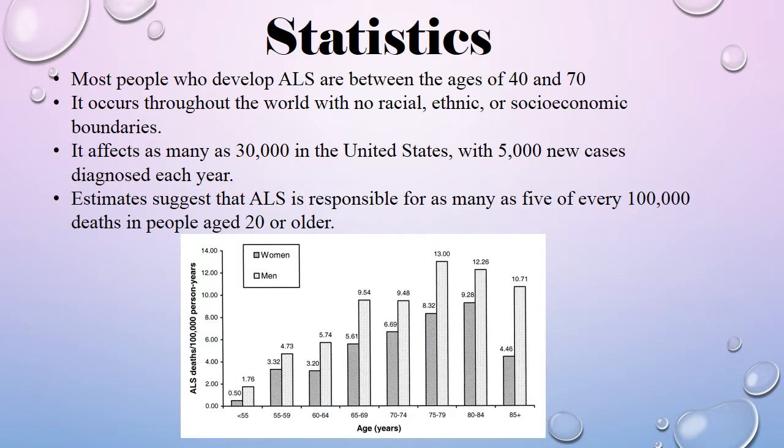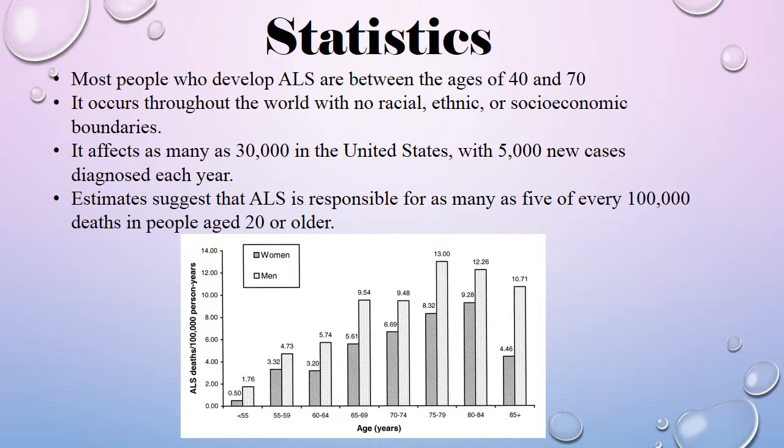Most people who develop ALS are between the ages of 40 and 70. So ALS doesn't occur throughout a specific gender or ethnicity. It occurs throughout the world with no racial, ethnic, or socioeconomic boundaries. So it doesn't matter who you are, you can get this disease no matter what.